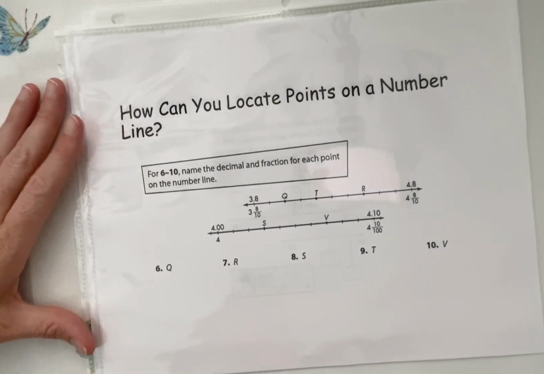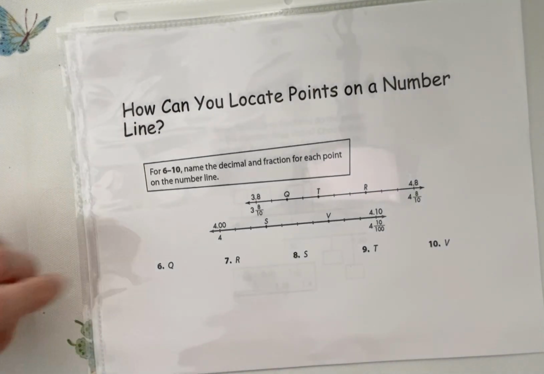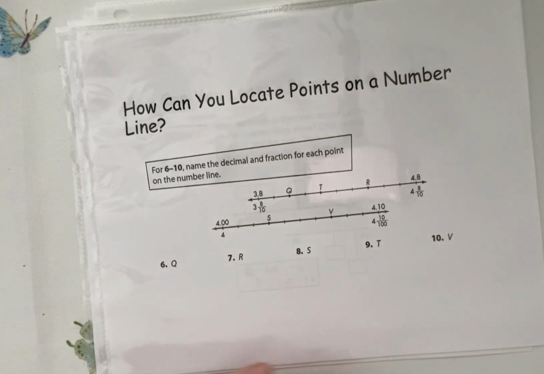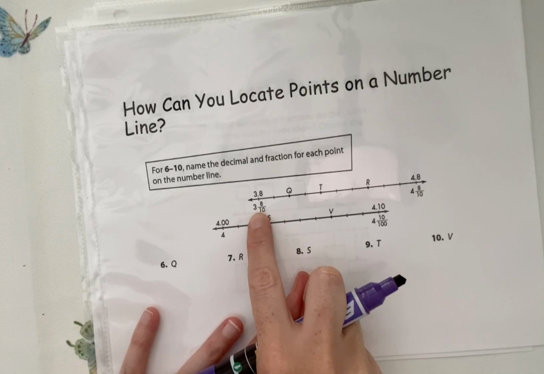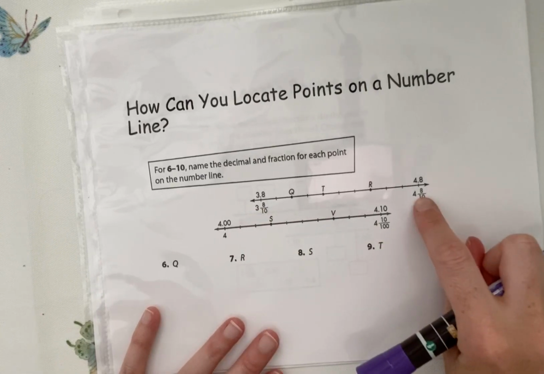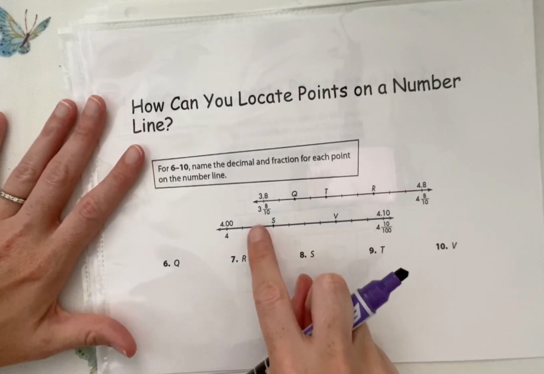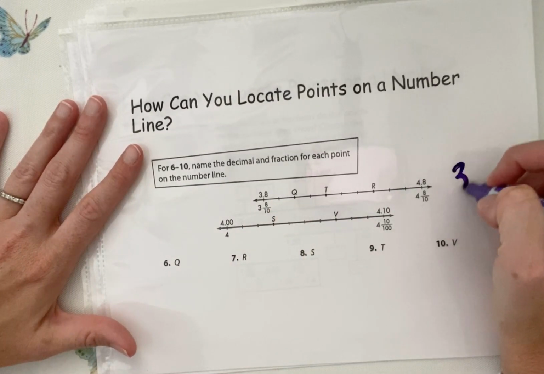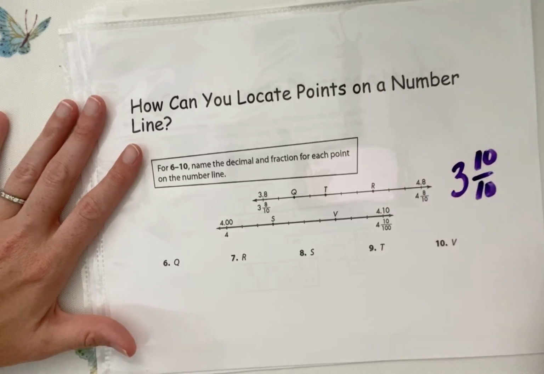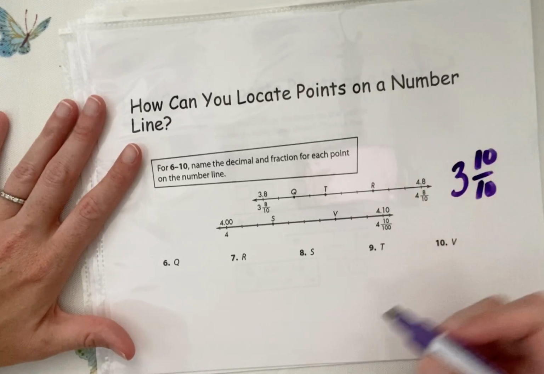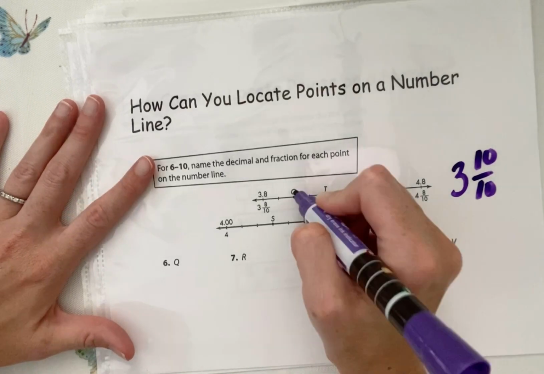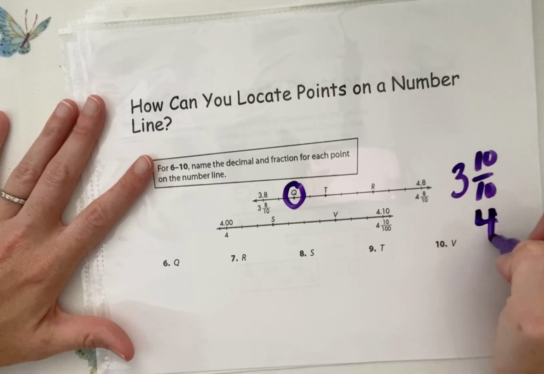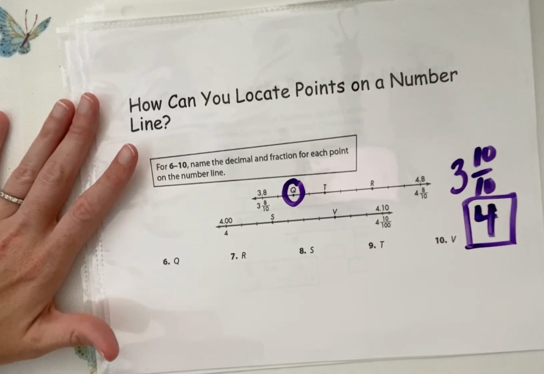Okay, we'll do a few of these. I'm not going to do every single one. So let's look for Q. Here's Q right here. I can see some mixed numbers on this number line. This one is between 3 and 8/10 and 4 and 8/10. 3 and 8/10, 3 and 9/10, 3 and 10/10. But Mrs. Faciano, I know 10/10 makes a whole. So Q really is, I would say that point is 4. Let's look at T.